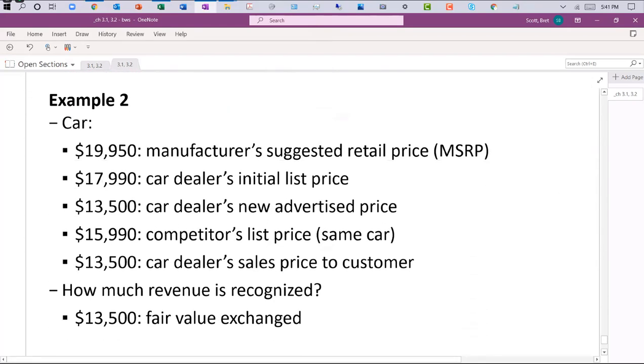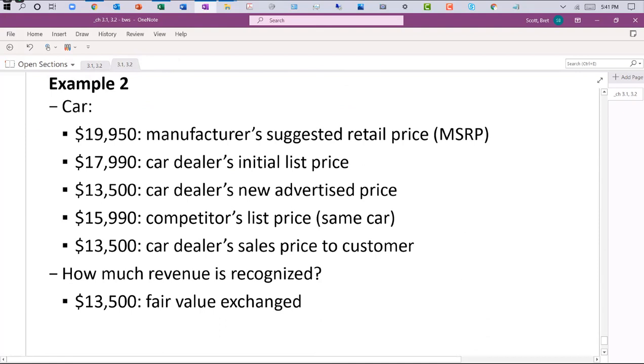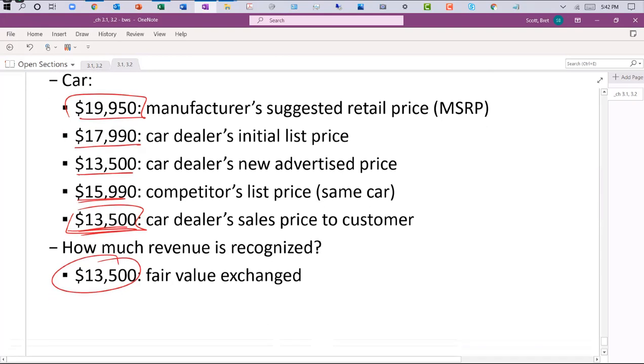What about different values, different amounts? Let's assume an MSRP price on the car was $19,950. The dealer's initial price was somewhat less. A new advertised price in the paper was $13,500, and a competitor was listing the car at $15,990. What amount does the dealer recognize when it sells the car? Well, if the customer agrees to pay $13,500 and the dealer agrees to accept that as payment, then the amount that needs to be recorded is $13,500. That's the fair value that's being exchanged. That's how much we record. That's the fair value at the time.